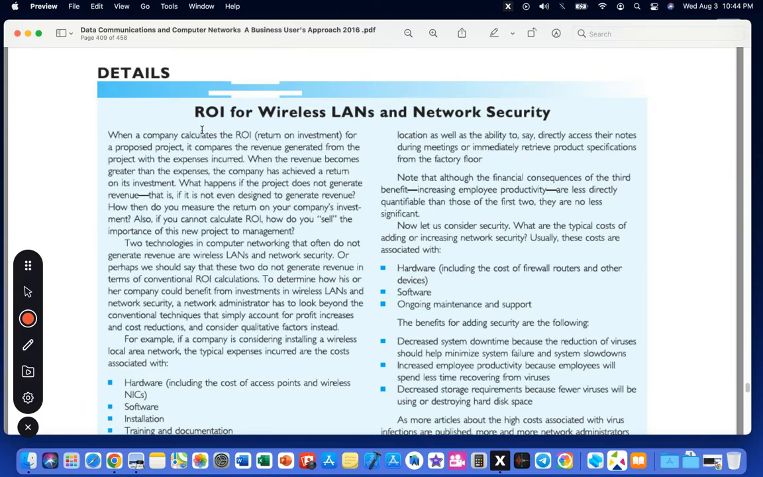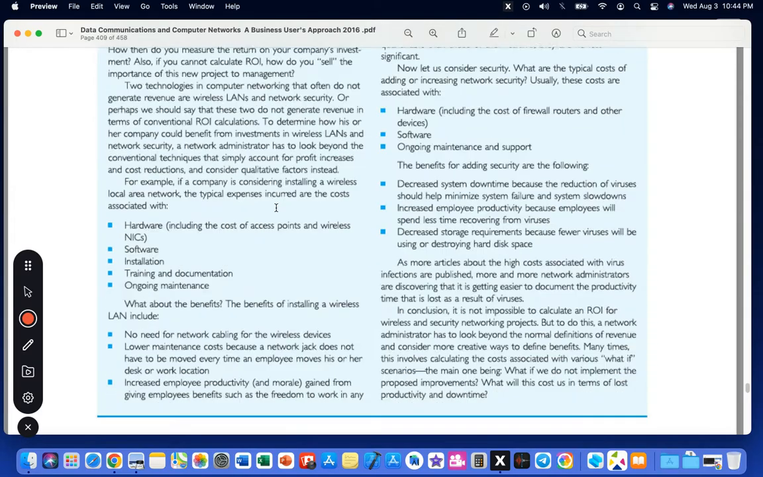When a company calculates the return of investment for a proposed project, it compares the revenue generated from the project with the expenses incurred. When the revenue becomes greater than the expenses, the company has achieved a return of its investment. All right.